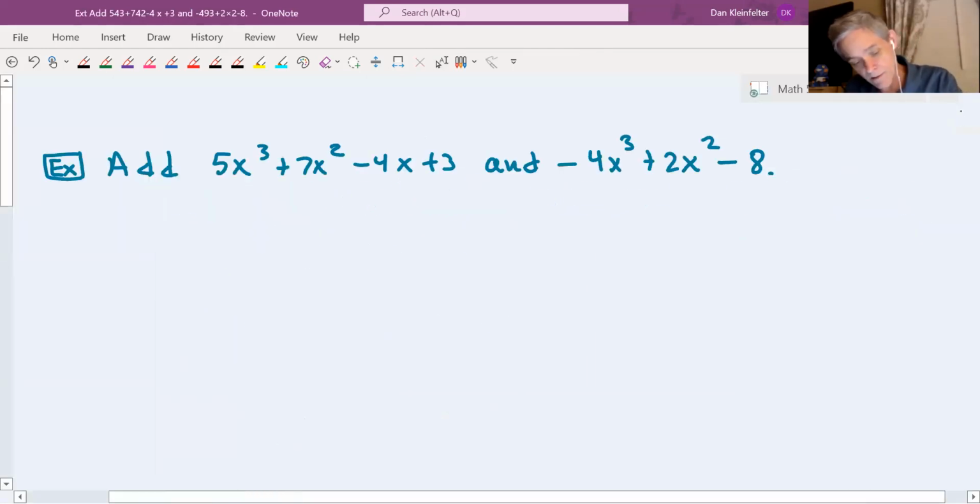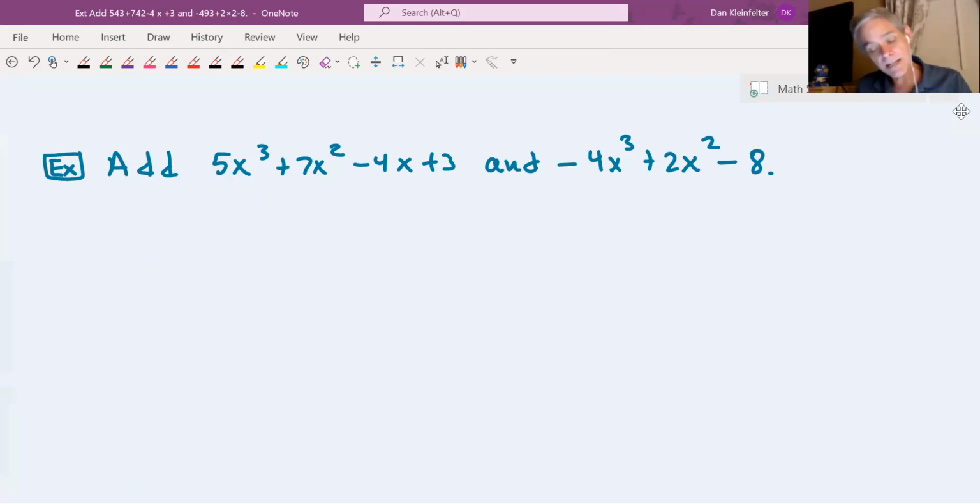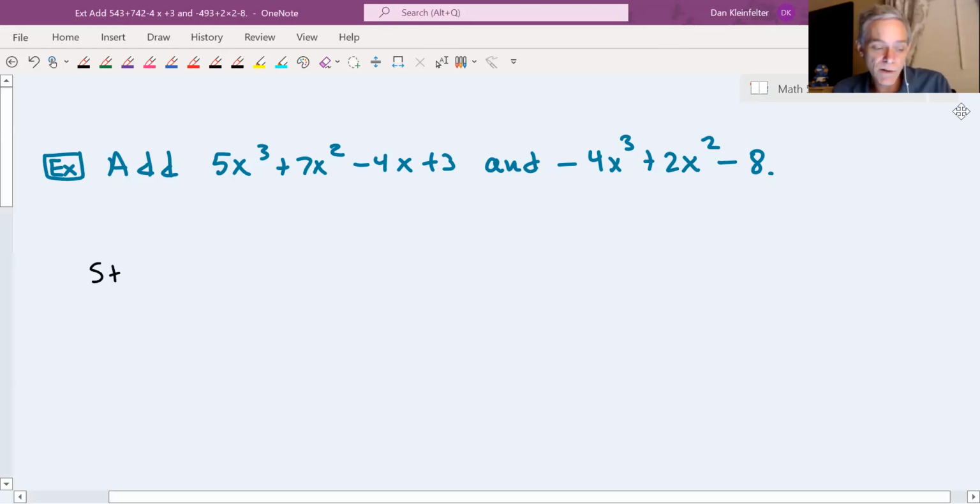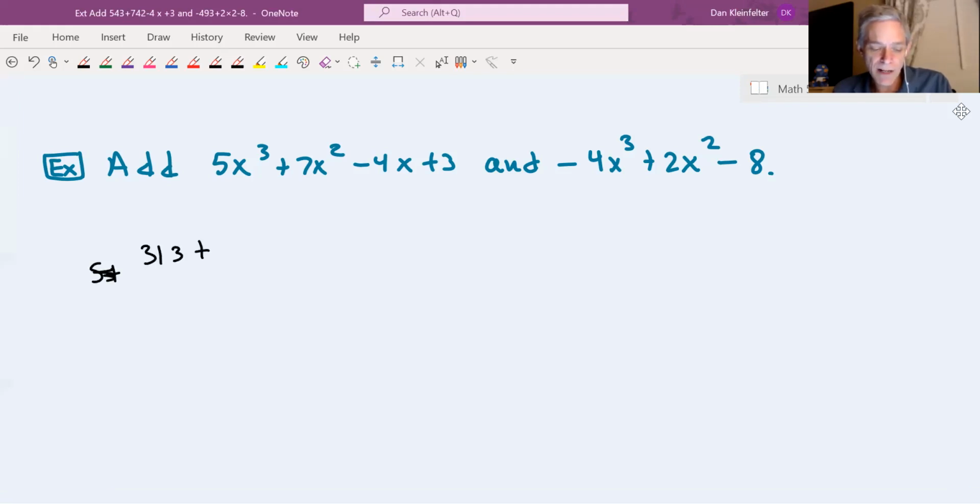Okay, so let's see another example. In this example, I wanted to highlight a different way of organizing the work. Instead of just writing from left to right, you could mirror the way that we do addition with numbers. If you're going to add 313 and 516, we stack those, right? So that you add them according to their place values, so that you add the hundreds together, the tens together, and then the ones together. We can do this similarly with polynomials.